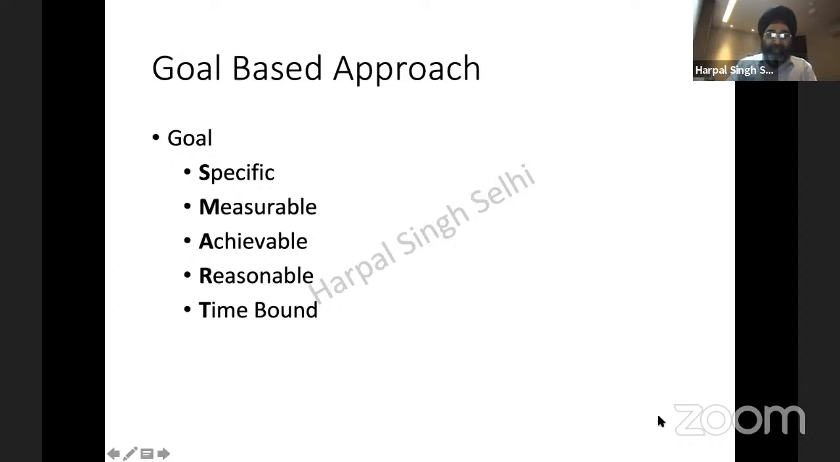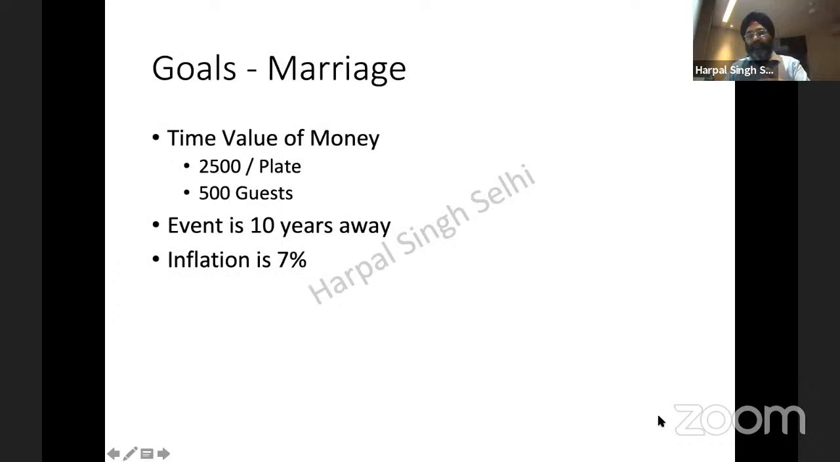ये क्या है? Let's take an example. So, like I am at that stage, let me tell you, goal is marriage of your child. So, time value of the money आपको पता होनी चाहिए. आज की डेट में अगर आप कहीं अच्छे होटल में शादी करने जाओगे, the plate costs about 2,500. And if you invite 500 guests, you know कि 12.5 लाख के करीब खर्चा आएगा आपका. Now it is 10 years away and inflation is about 7%. तो 10 साल बाद अगर मैंने ऐसी शादी करनी है तो मेरे को कितने पैसे चाहिए होंगे?